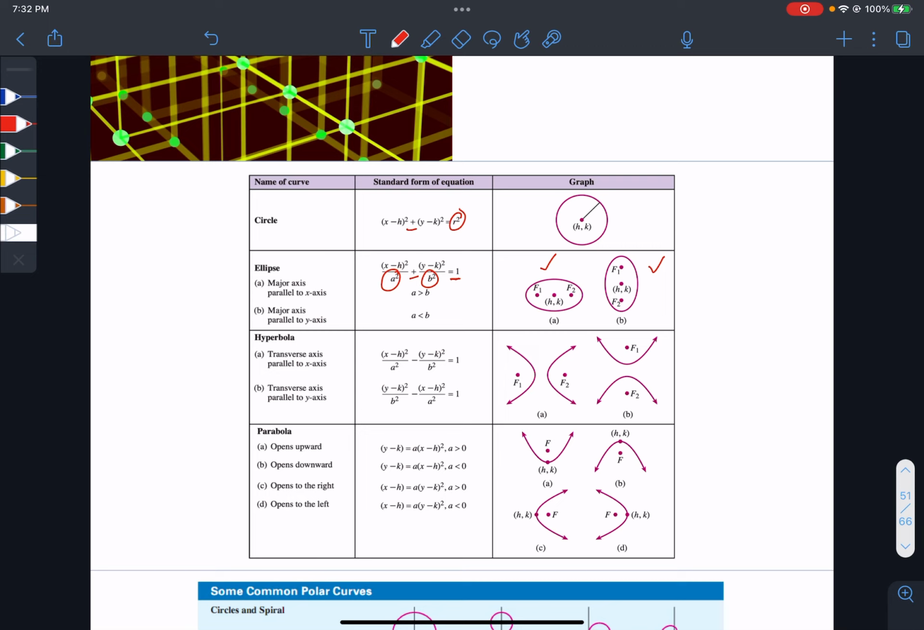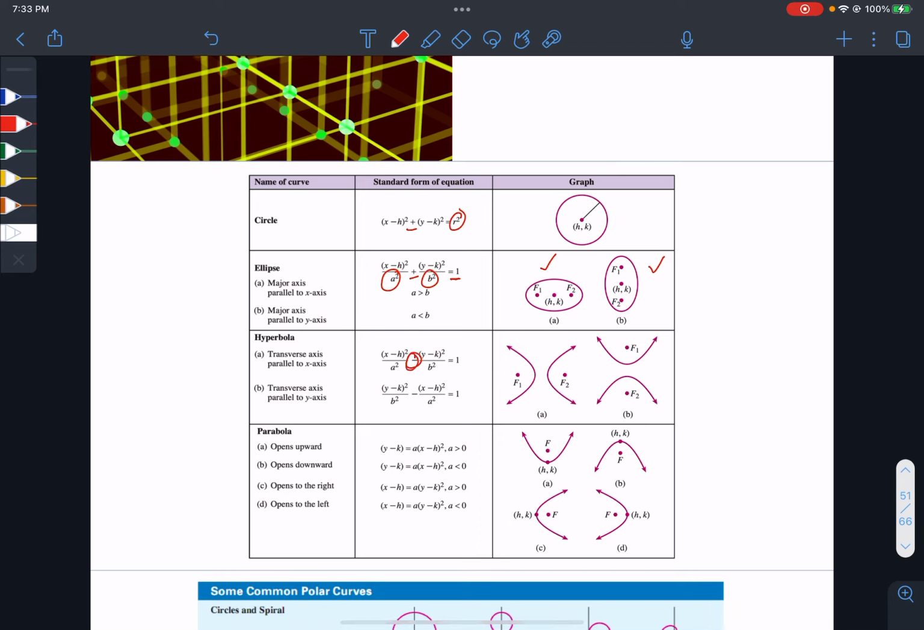So what we're looking at here is where the higher one is. Whichever is the higher denominator, that's where our major axis is. So whichever is the higher number in the denominator, that would be the location of our major axis, for our a and b.